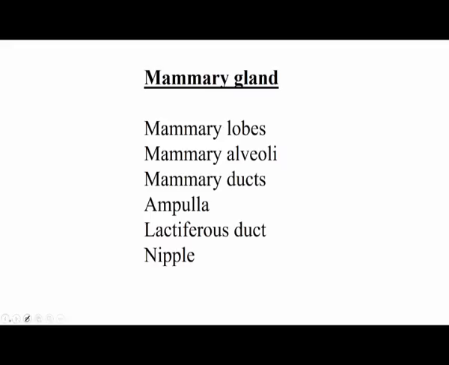Next slide. These are the parts of the mammary gland. We have mammary lobes, mammary alveoli, mammary duct or ducts, ampulla, lactiferous duct, and finally coming out at the nipple area. So, this is a complete picture of the female mammary gland.